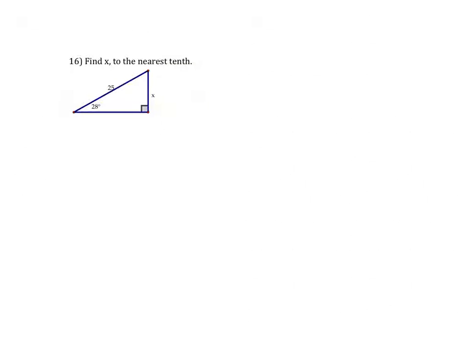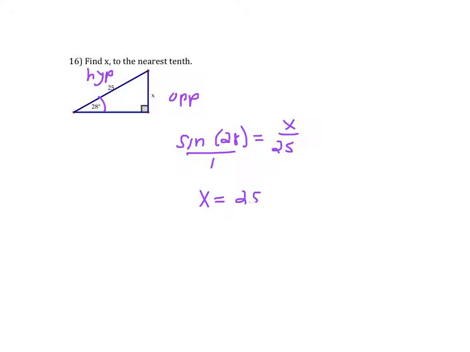Okay, number 16, we have another trig equation. So for 28 degrees, x is the label on the opposite side, and 25 is the hypotenuse. And we have to solve for x to the nearest tenth. Opposite over hypotenuse leads us to sine. So say the sine of our angle, which is 28, is equal to x over 25. Put the sine of 28 over 1, cross multiply, and we get x is equal to 25 sine of 28. Okay, go ahead and go to your calculator. 25 sine of 28 to the nearest tenth will be 11.7.